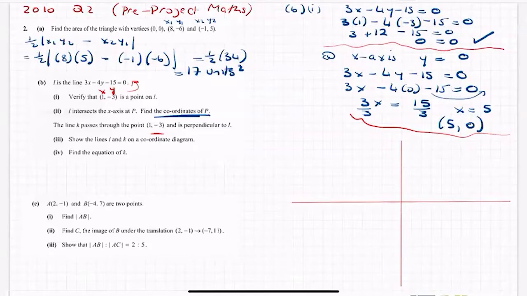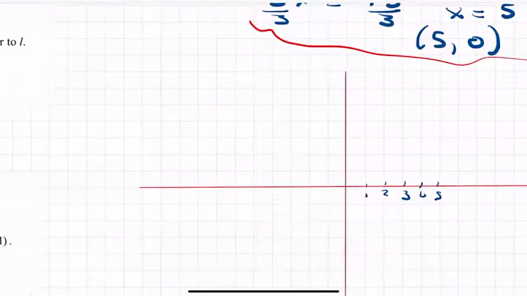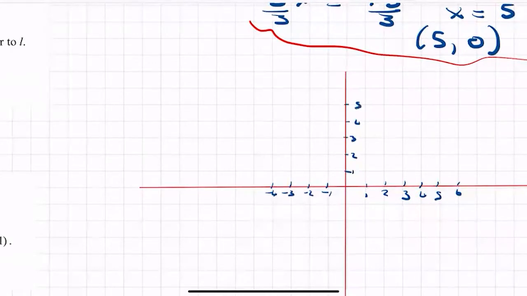Okay, so 1, 2, 3, 4, 5, 6, then -1, -2, -3, -4. Then 1, 2, 3, 4, 5, and -1, -2, -3, -4, -5. I'm making sure I go up and down by the same amount, in other words, the widths between the numbers are the same. And this point here is my origin.